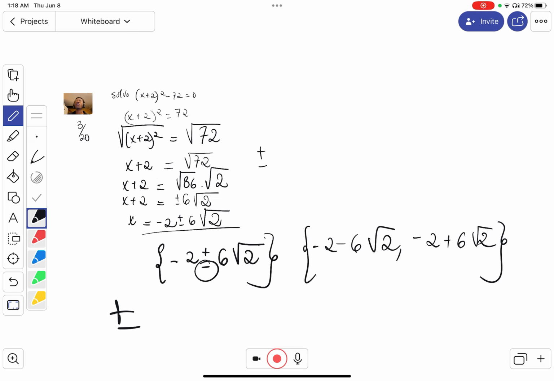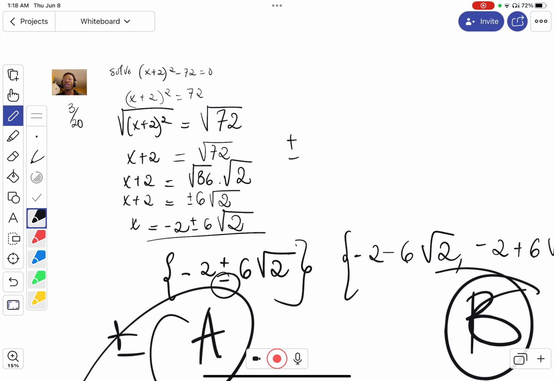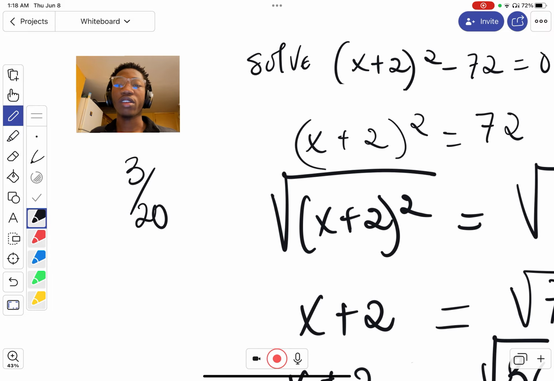That depends on the way that your teacher wants you to write it. But keep in mind that it's two different solutions. If they don't tell you anything about the way you need to write it, you can choose either notation A or notation B. So there we have it, that was number 3 out of 20. So let's go for number 4.